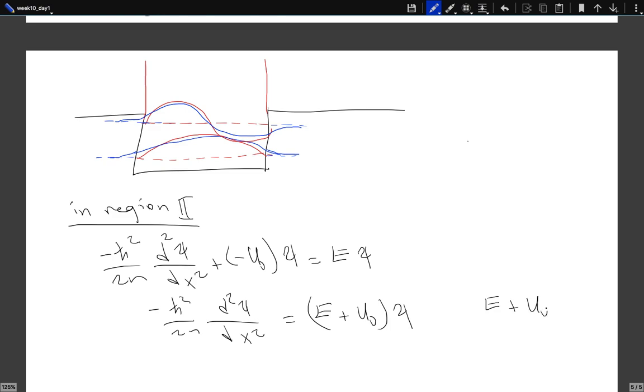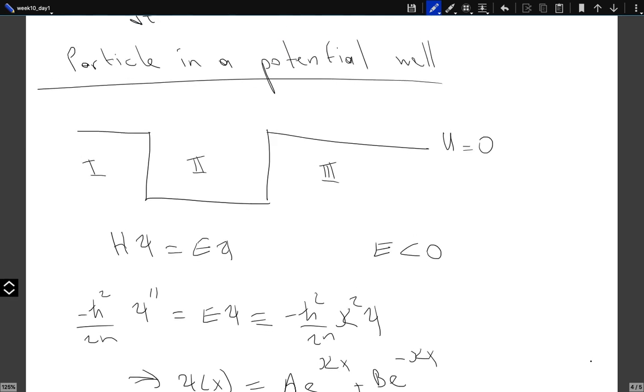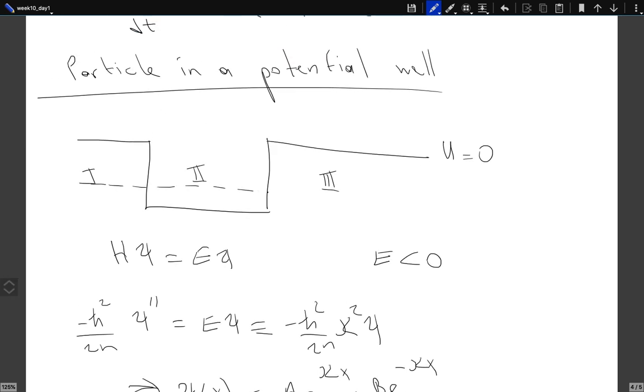Now, E plus u0 is larger than 0. You see, before I didn't have this u0 term, I only had the E term, it was less than 0. Now I add this u0 term, now the total energy is large, E plus u0 is larger than 0. The energy I'm looking for is somewhere over here. This is minus u0, this is E. So this height is E minus u0, which is larger than 0.